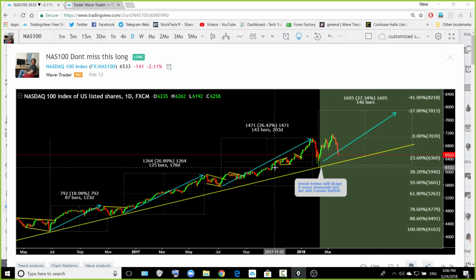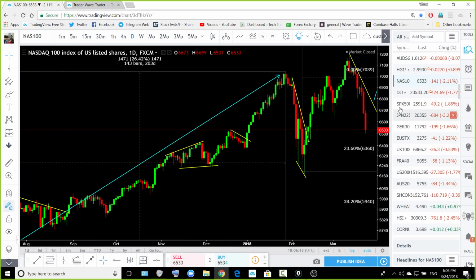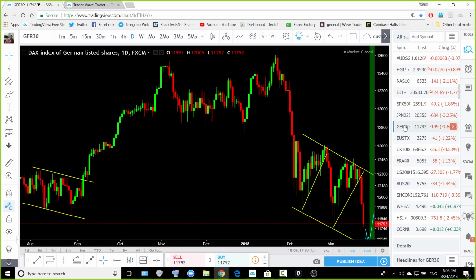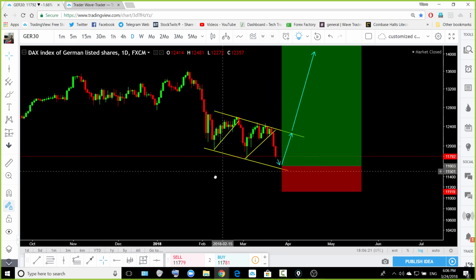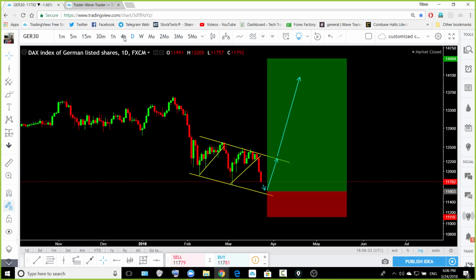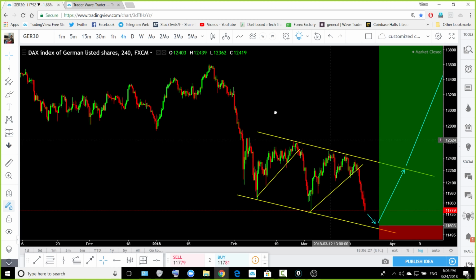At least, you should not be a seller specifically on the S&P 500, Nasdaq and Dow Jones, these three. These are in strong uptrends. Don't miss these pullbacks. Another opportunity is going to be here on the German 30. This is the trade we are looking for. Don't miss that trade. It is a similar pattern to what I have just shown you on the dollar yen.